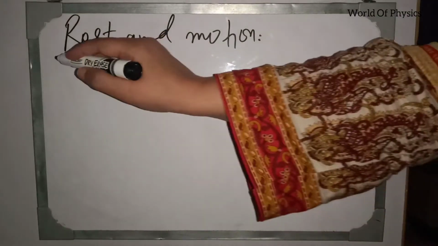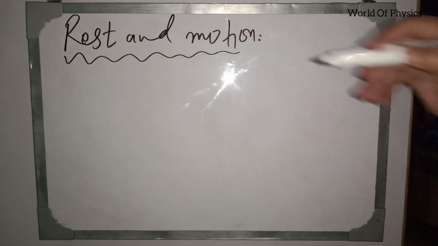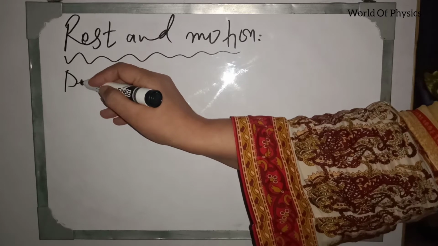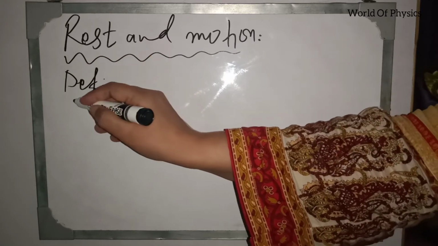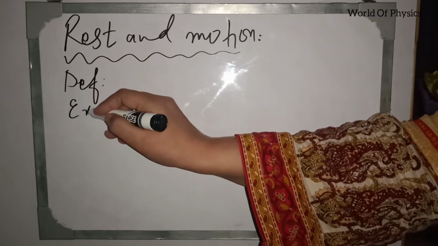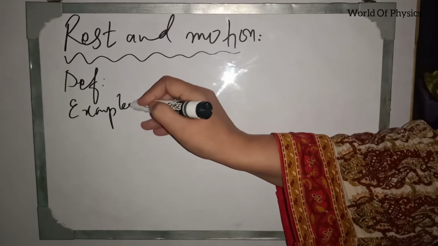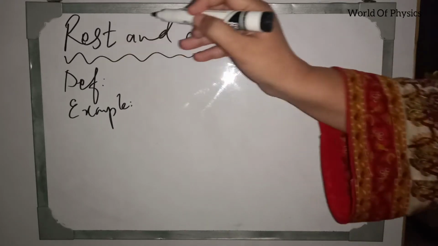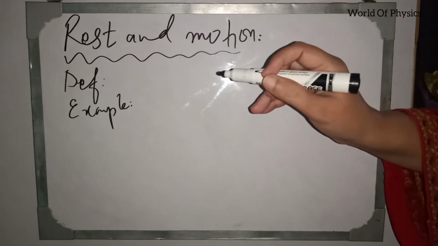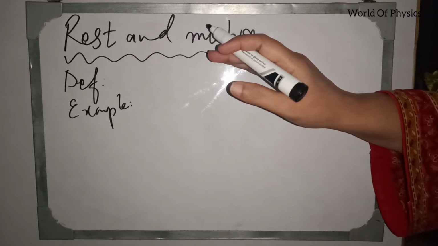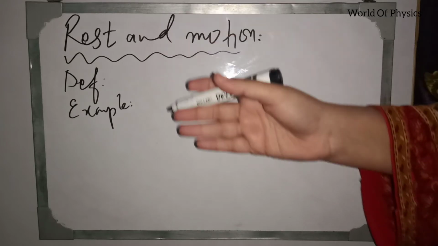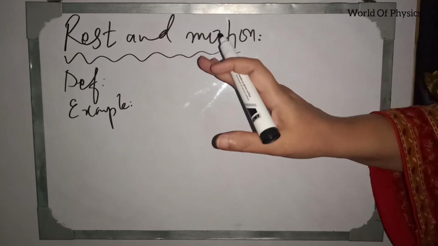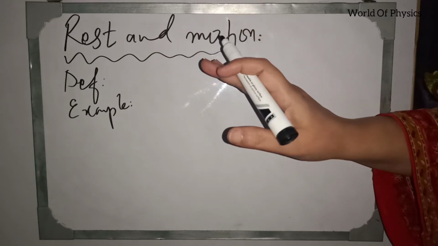Today our topic is rest and motion. First of all we will define these two quantities and then I will give some examples to explain them. First of all, I want to tell you that rest and motion are relative quantities. Relative quantities means we can't define them separately. We will define them relative to some other object.